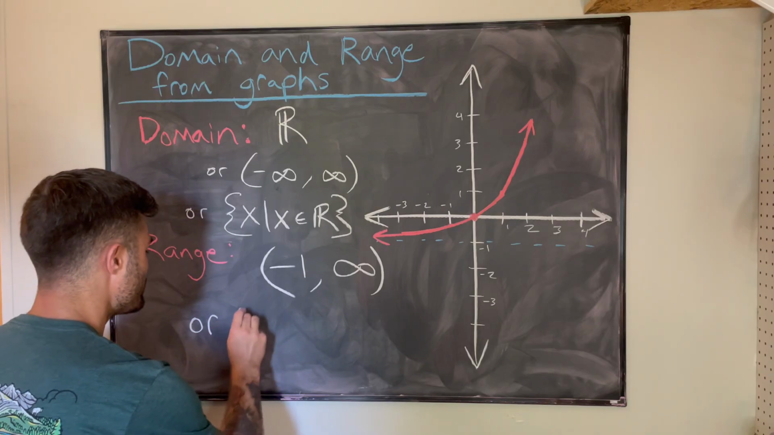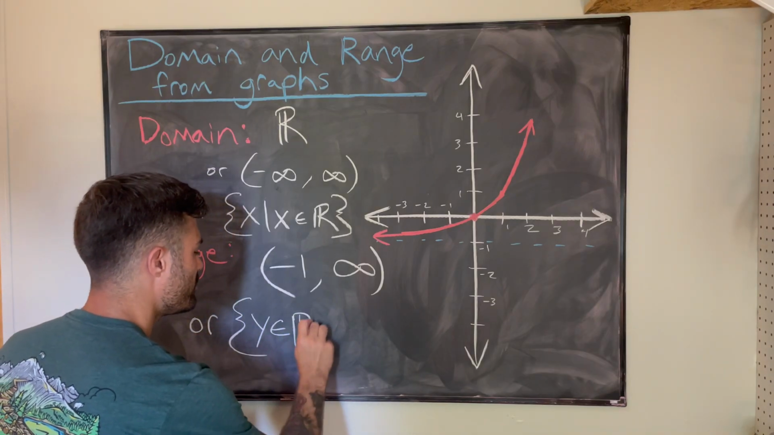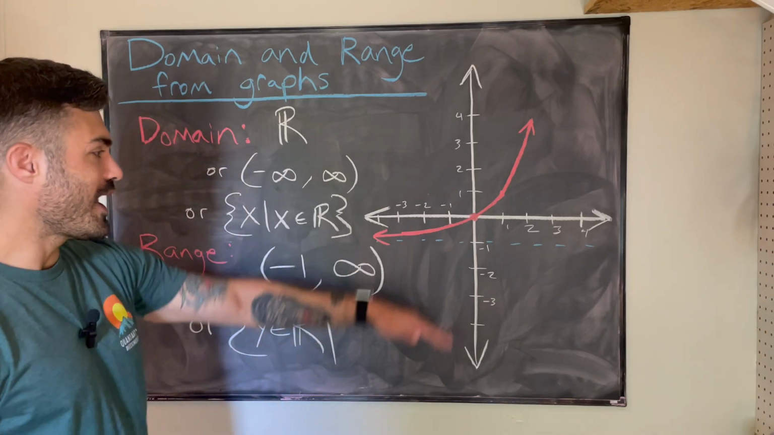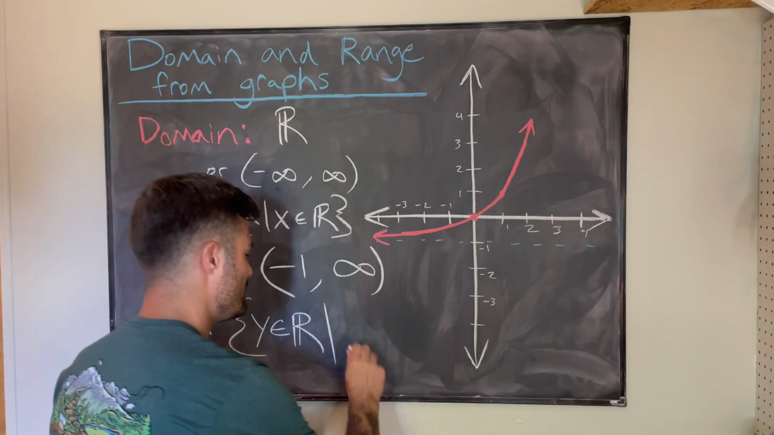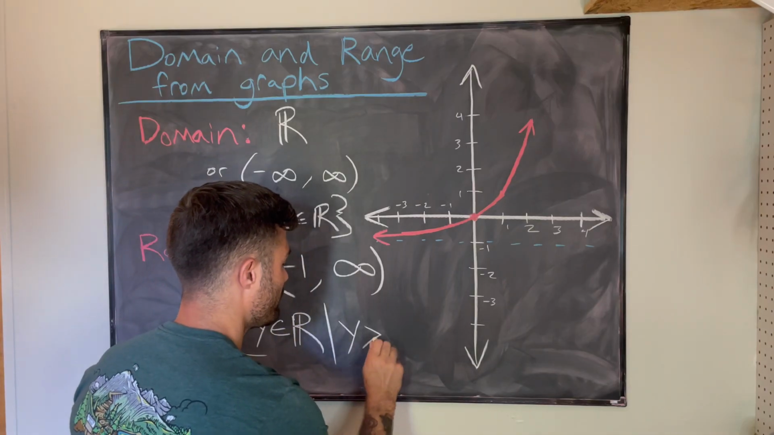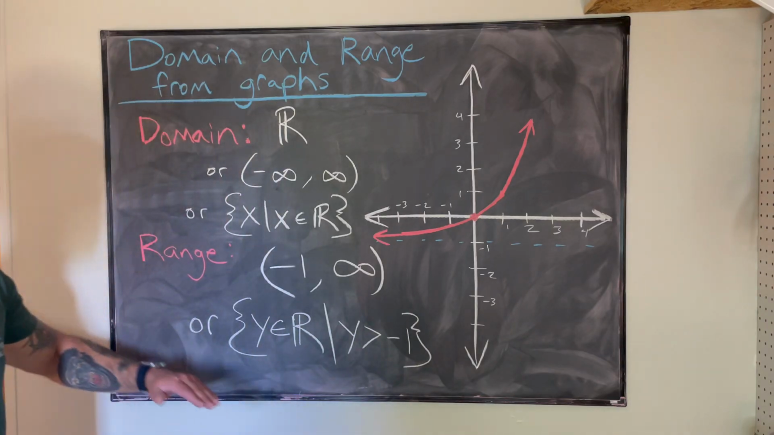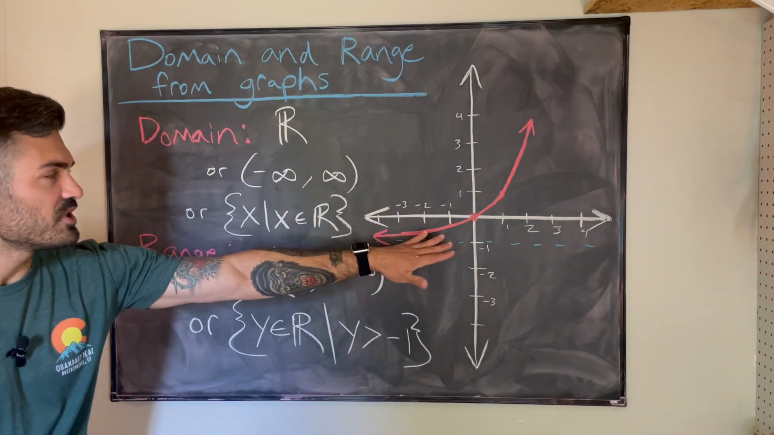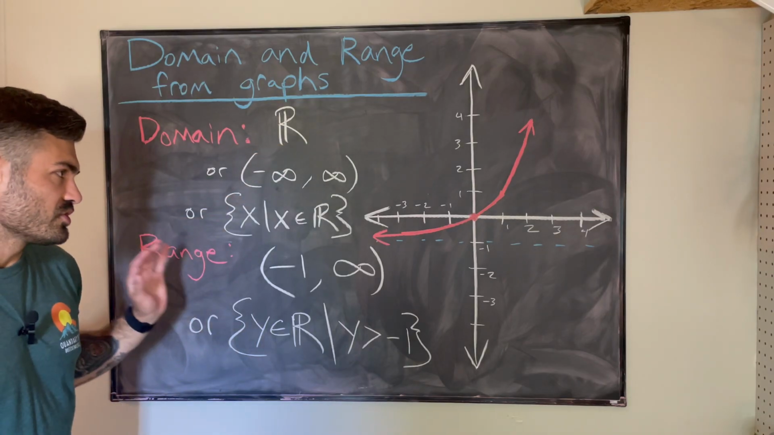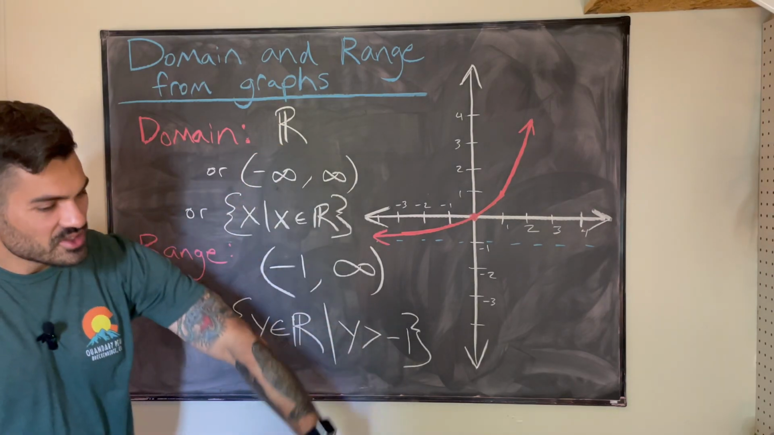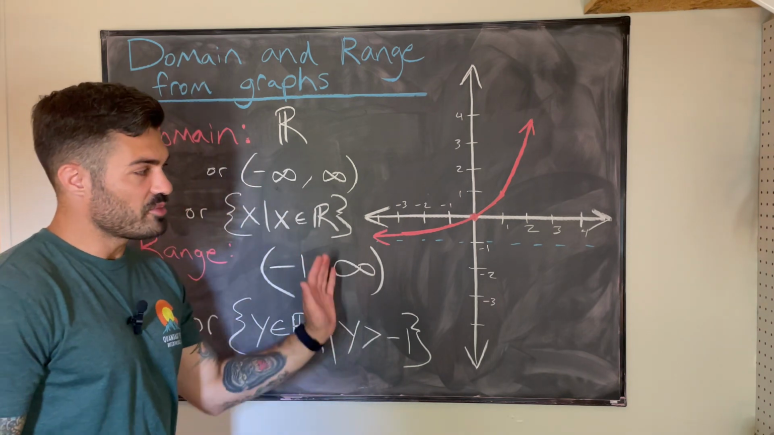Or how else can we write this in set builder notation? Y belongs to the set of real numbers such that y is greater than negative 1. That's what this interval means as an inequality. Y is greater than, not greater than or equal to, just greater than negative 1. Boom. Domain, range. Exponential functions always have a domain of all real numbers. The range is usually restricted. You can have decreasing exponential functions as well, where it's from negative infinity all the way up until some number.